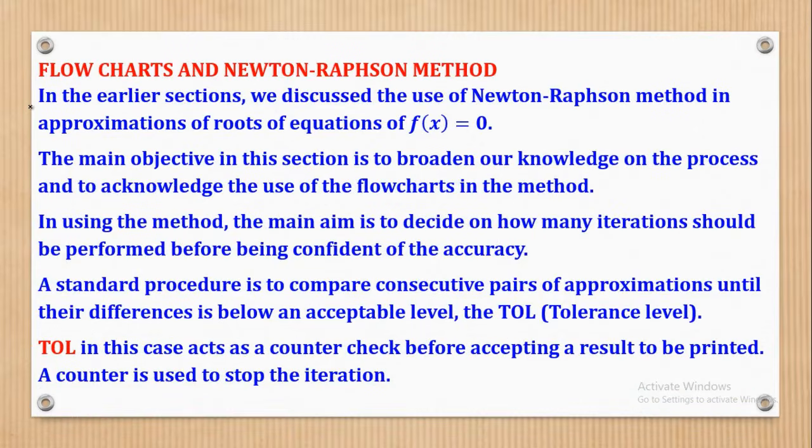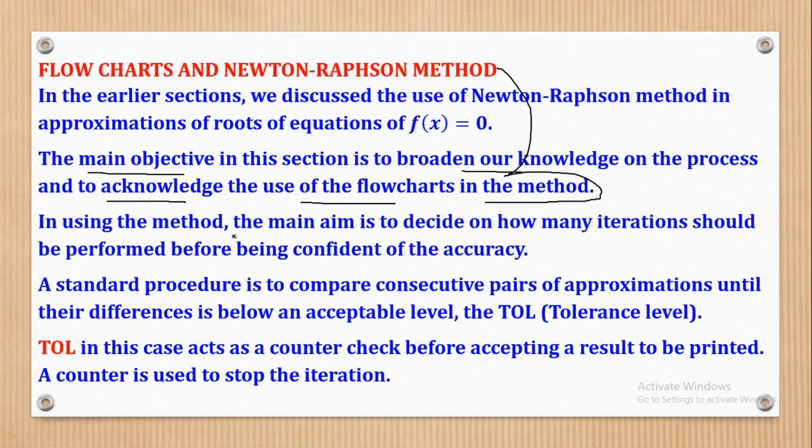So we have seen how to perform the dry run and also how to draw some flowcharts. Now we are going to deal with some flowcharts which involve the Newton-Raphson method. This formula was already covered in the previous video on location of roots and approximation. I believe you already viewed that video, and now we shall be applying it in our flowchart. So the main objective of this section is to broaden our knowledge of the process and to acknowledge the use of flowcharts in this method. By the word method, I mean the Newton-Raphson method.